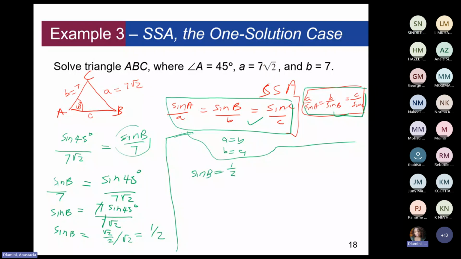So how do we find B? We learned that last week. How do we find B? The inverse of 1 over 2. It will give you the angle. So B equals arc sine of 1 over 2. And what is arc sine 1 over 2 without using a calculator?